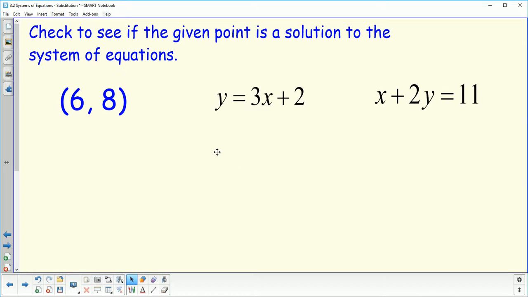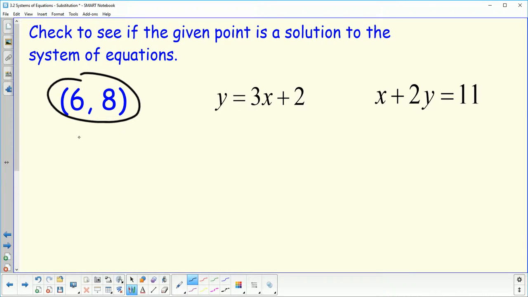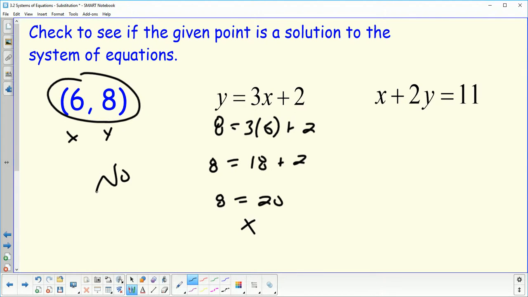Again, this is something you saw in Algebra 1, and a quick reminder: if we want to check if a point is a solution, remember every point has an x and a y value. We plug this in. It has to be true for both equations. Don't forget, we have to make a true statement. So we plug in 8, and then we have 3 times 6 plus 2. Simplifying, 3 times 6 is 18 plus 2. That tells us that 8 equals 20, which is not true, so this one is not a solution.